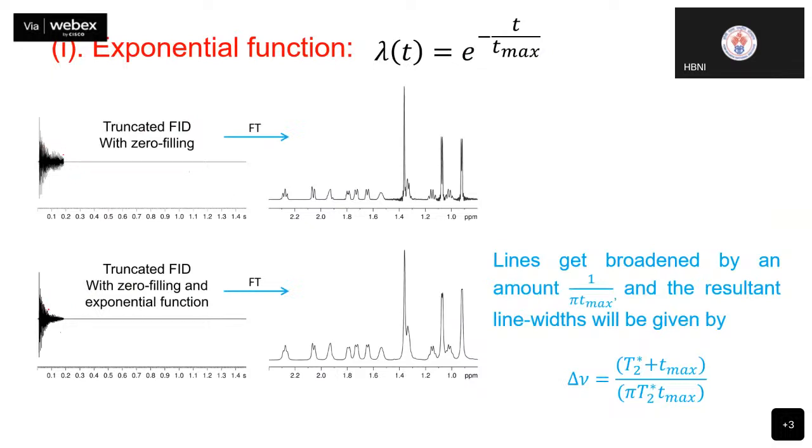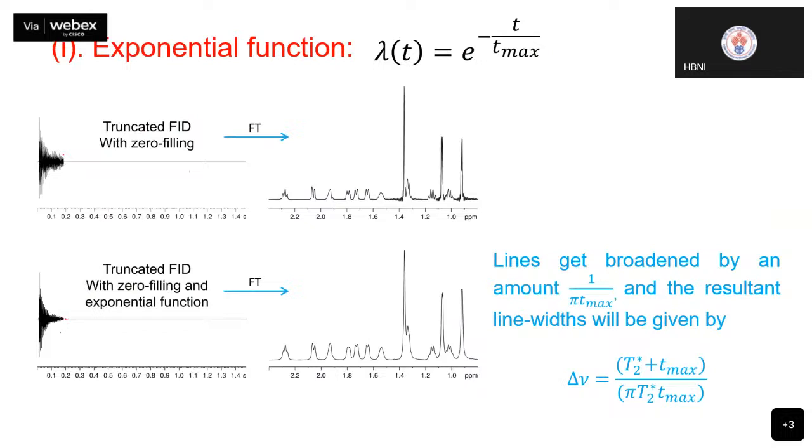You see this is now exponentially decaying down to zero. It is coming down to zero here. There is no sudden truncation there. So truncated FID with the zero filling and exponential multiplication. This is like convolution. So you are doing convolution to smooth the data. But this is done in the time domain by multiplying your FID with the exponential function. If you do Fourier transformation, these wiggles are gone.